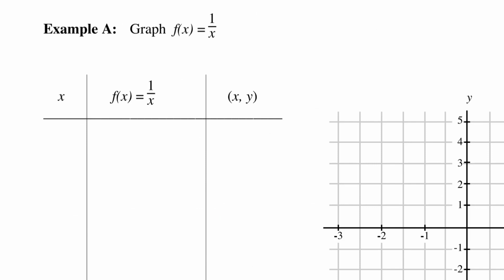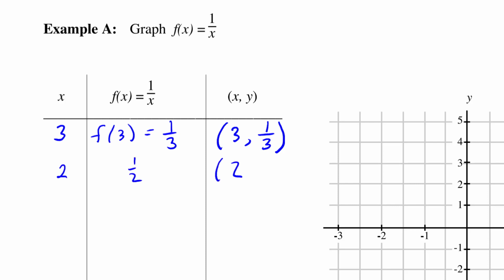Let's go ahead and identify some points for this function by choosing some x values. We'll start with x equals 3. So f of 3 is 1 over 3, 1/3. That makes sense, because 1/3, of course, is the reciprocal of 3. So we have the ordered pair 3, 1/3. And when x is 2, the function is 1 over 2, 1/2. We get the point 2, 1/2. When x is 1, the reciprocal is 1, 1/1.